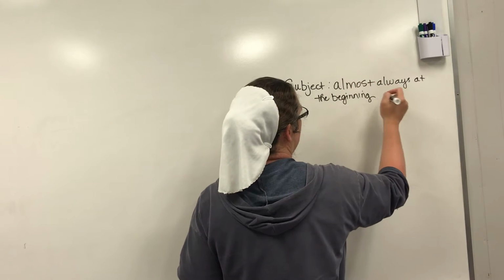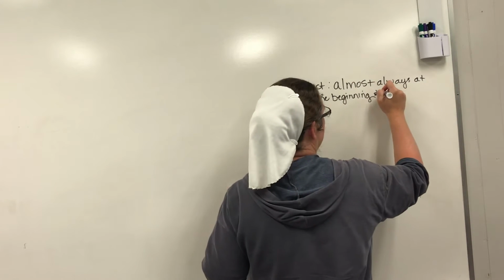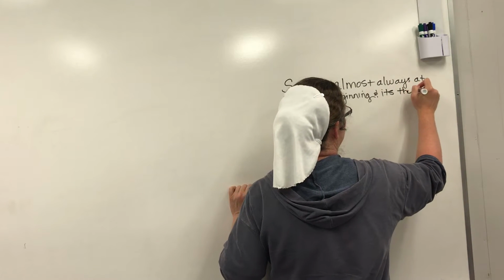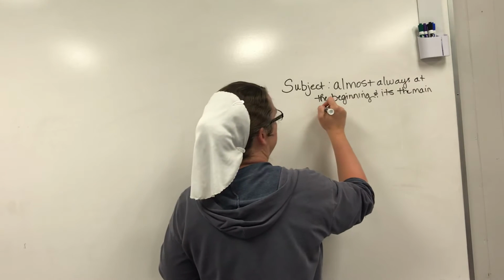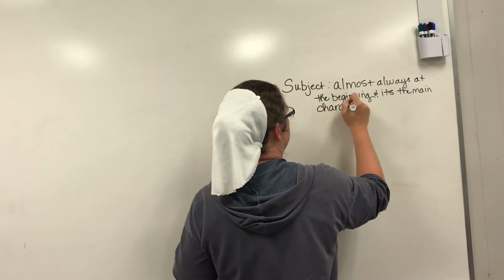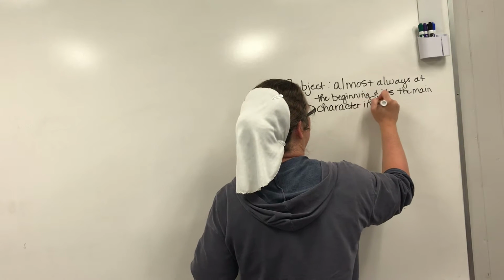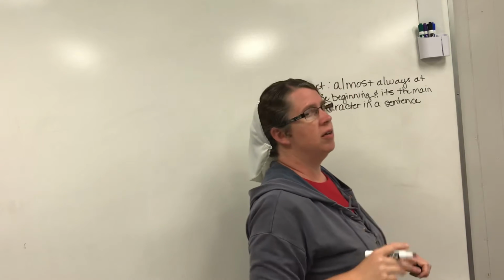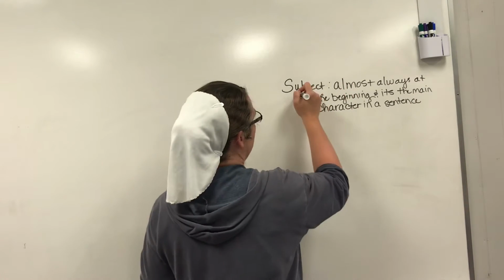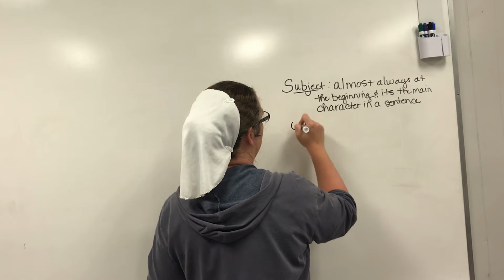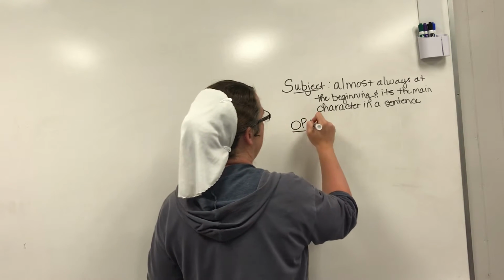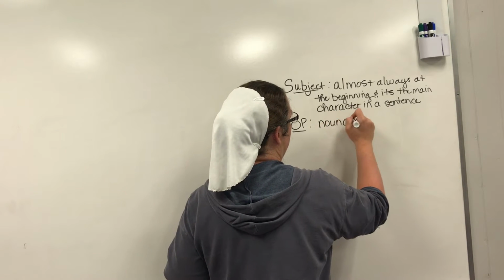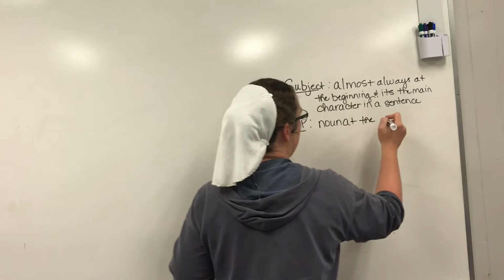It's the main character in a sentence. Boy, I'd like for y'all to be here because I would like to ask you what these things are. But I guess for now I'm going to have to just tell you. Object of preposition is the noun at the end of a prepositional phrase.